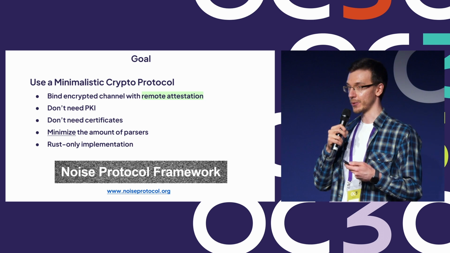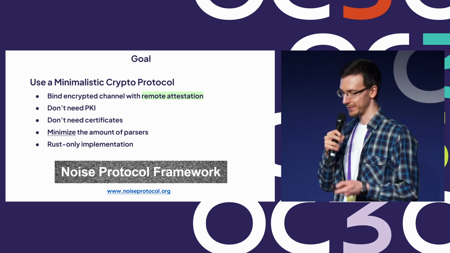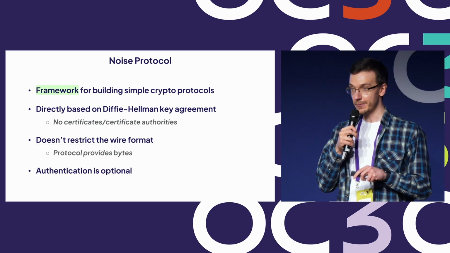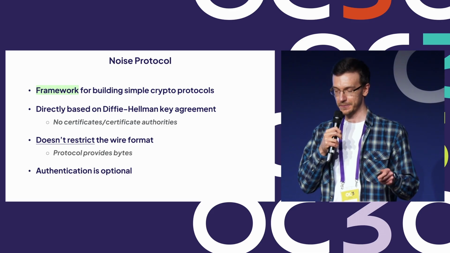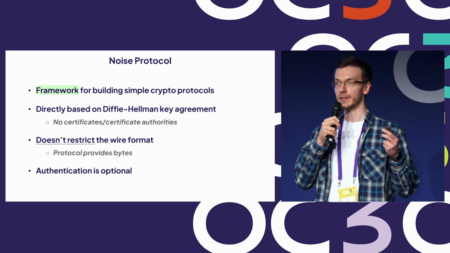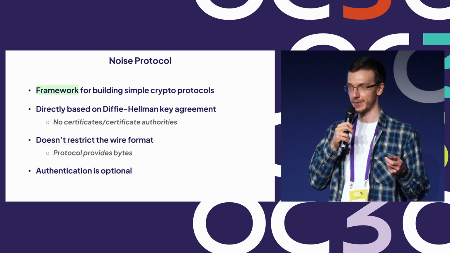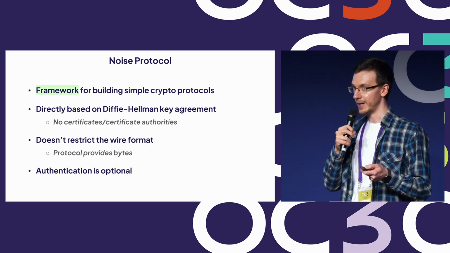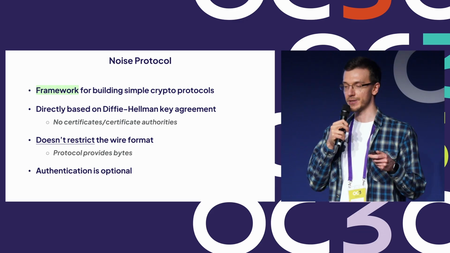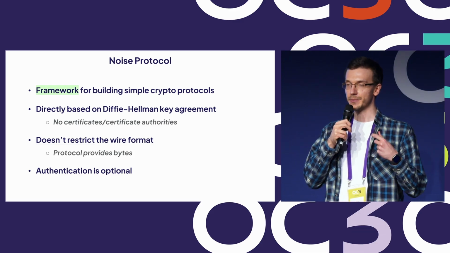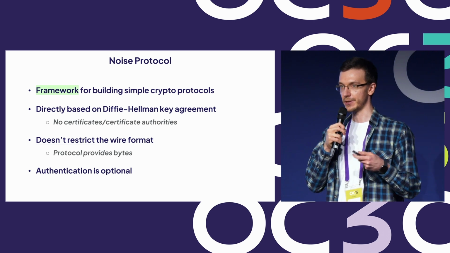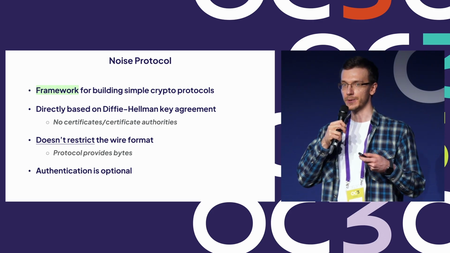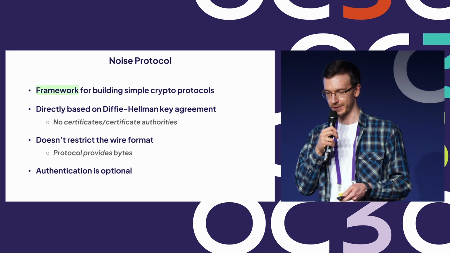And also, because we like Rust very much, we also wanted to have a Rust-only implementation. And our protocol of choice was the noise protocol. So what is noise protocol? Technically, it is a framework for building simple crypto protocols. And the main idea is that it is directly based on the Diffie-Hellman key agreement. So you don't need to have certificates or certificate authorities. Another nice feature is that it doesn't restrict the wire format for you. It just provides you with bytes, which you can incorporate into your own protocol. And it also allows you to have optional authentication, and we needed this because we already provide remote attestation.